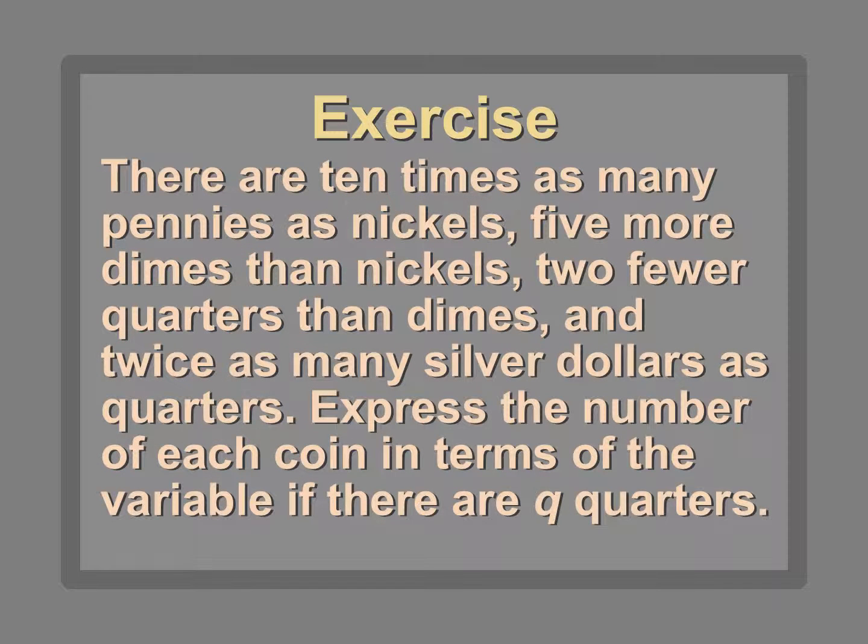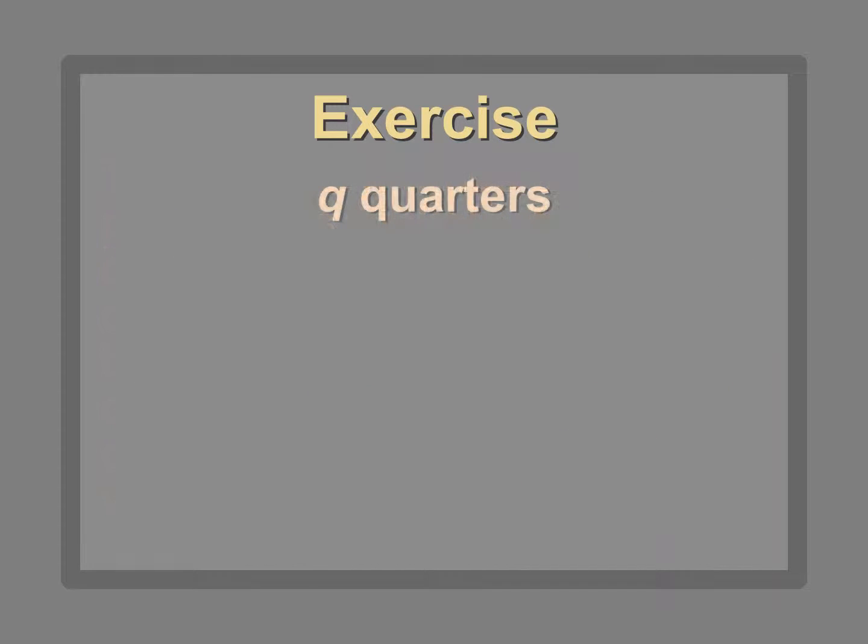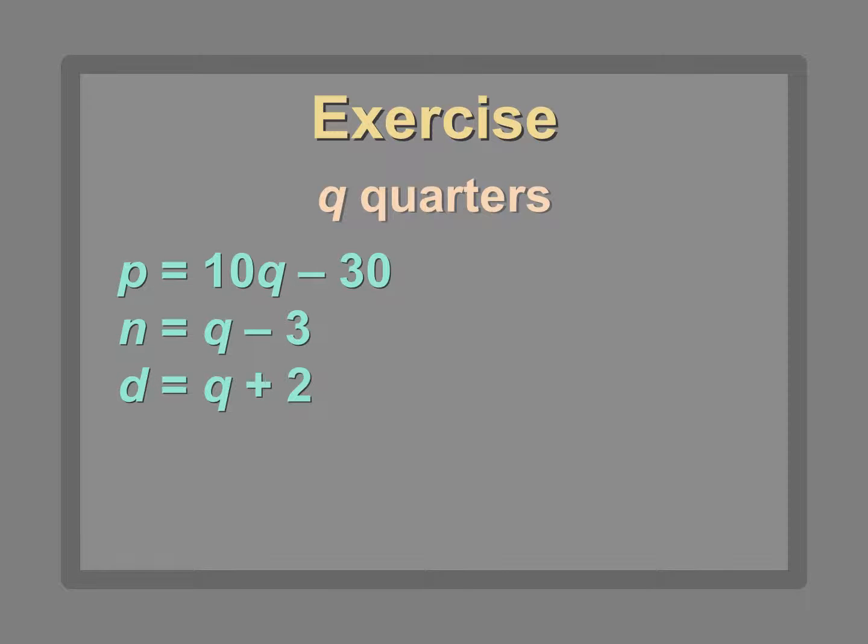All right, so same information, except for now we are going to express the number of each coin in terms of quarters. So for pennies, it would be 10 times the number of quarters minus 30. For nickels, it would be the number of quarters minus 3. For dimes, it would be the number of quarters plus 2. And then for the silver dollars, it would just be 2 times the number of quarters.